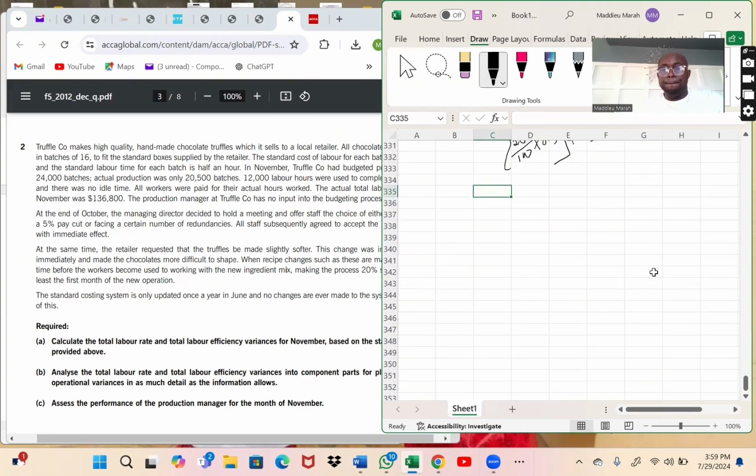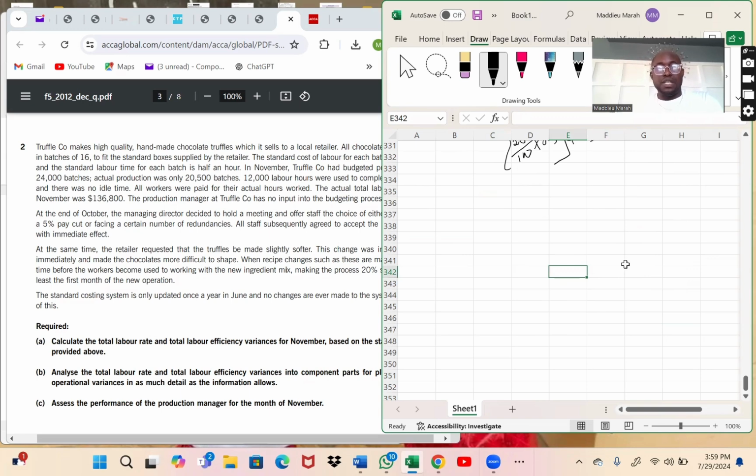We have all the information we need. Can you do this now with this information? Some are saying yes, yes, yes. Okay, that's good. Which means you are making progress. Well done.